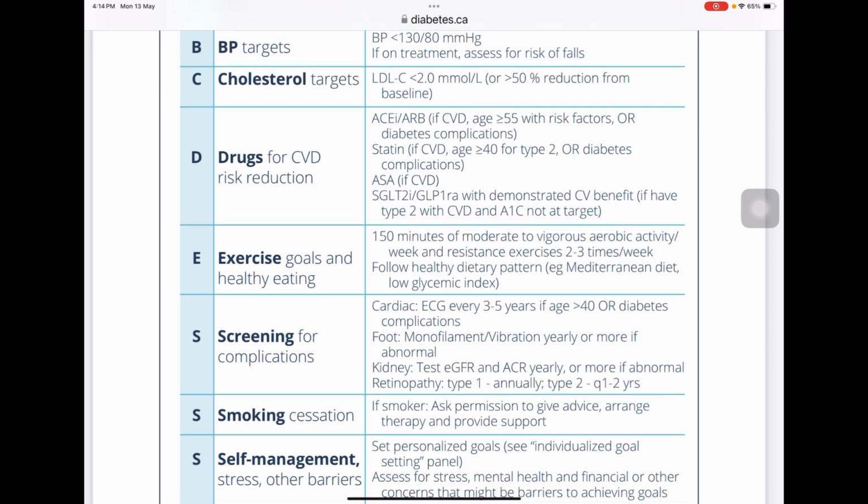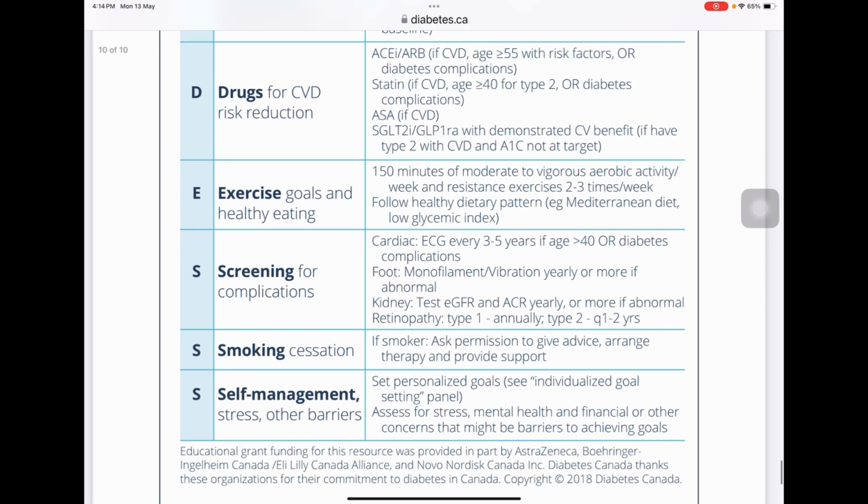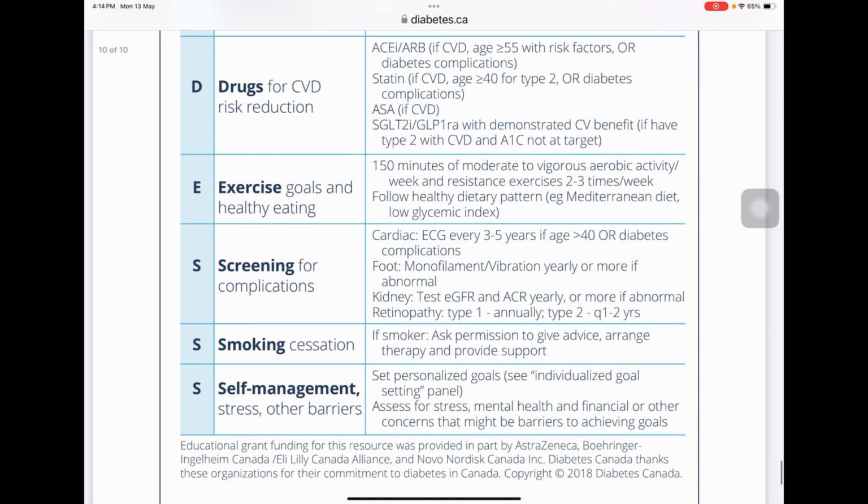Exercise goals and eating healthy: 150 minutes of moderate to vigorous aerobic exercise per week, and resistance exercises 2 to 3 times per week. Follow a healthy dietary pattern, that is Mediterranean diet or low glycemic index. Screen for complications: cardiac, like ECG every 3 to 5 years if age more than 40, and diabetes complications: foot monofilament vibratory yearly or more if abnormal. Kidney testing: eGFR, albumin, creatinine yearly or more if abnormal. Retinopathy type 1 annually and type 2 every 1 to 2 years.